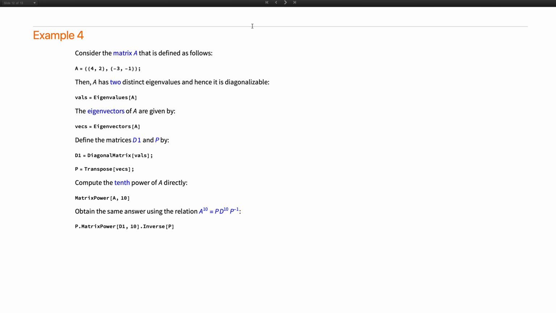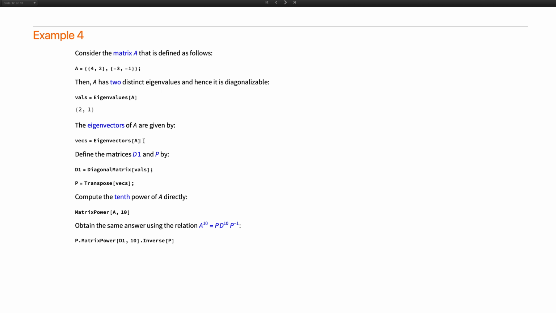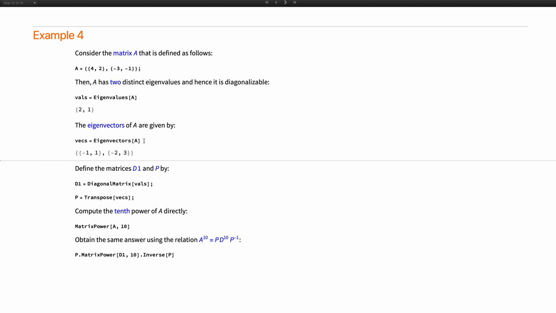And as an example, here is a 2 by 2 matrix. Work out the eigenvalues, work out the eigenvectors. You see it's diagonalizable, so we work out the matrices D and P. I'm calling them D1 and P over here.